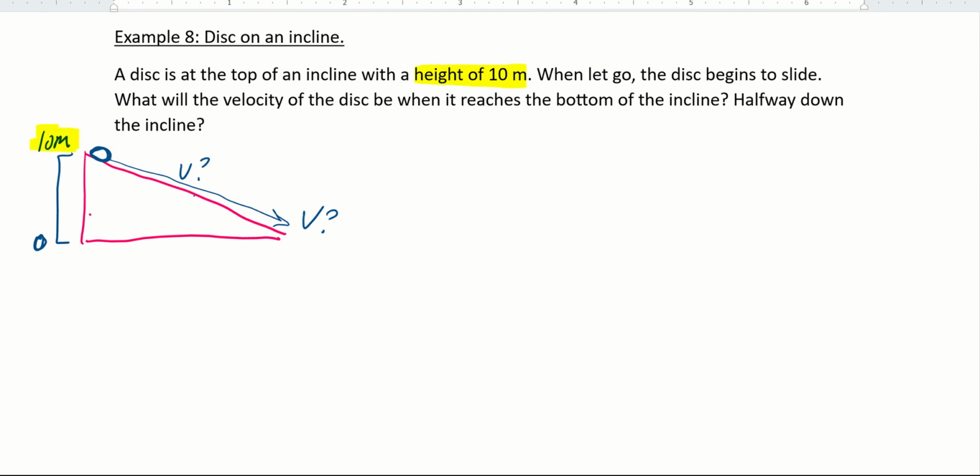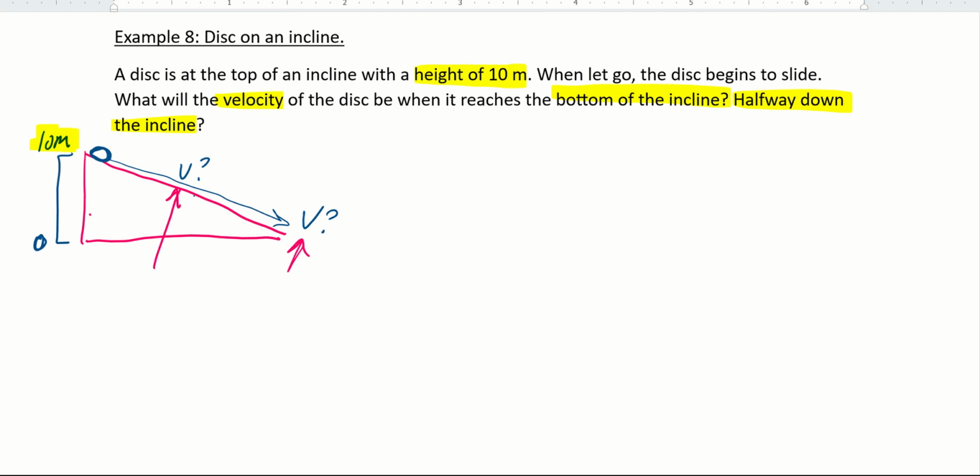When we let the disk go, the disk begins to slide. And they're asking, what will the velocity be when it reaches the bottom of the incline? And what about halfway down the incline? So that's what I drew up here. So we have to find the velocity at the bottom and the velocity when it's halfway down the incline.